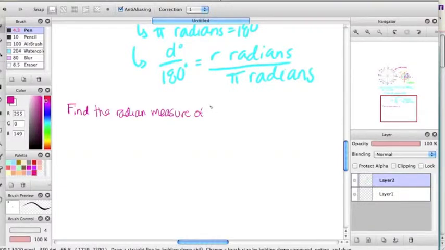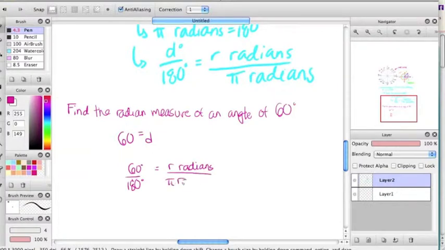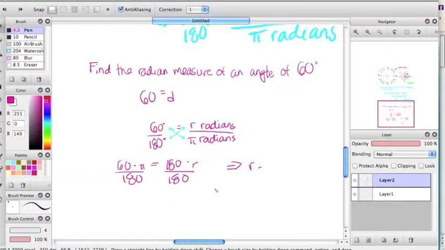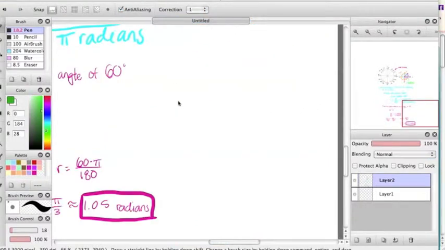Now let's find the radian measure of an angle of 60 degrees. First, we're going to set the proportion, so 60 degrees over 180 degrees equals r radians over pi radians. Next, we're going to cross multiply, so 60 pi equals 180 times r. Then we divide by 180 to get r by itself, and then we simplify, so now we know an angle of 60 degrees measures about 1.05 radians.